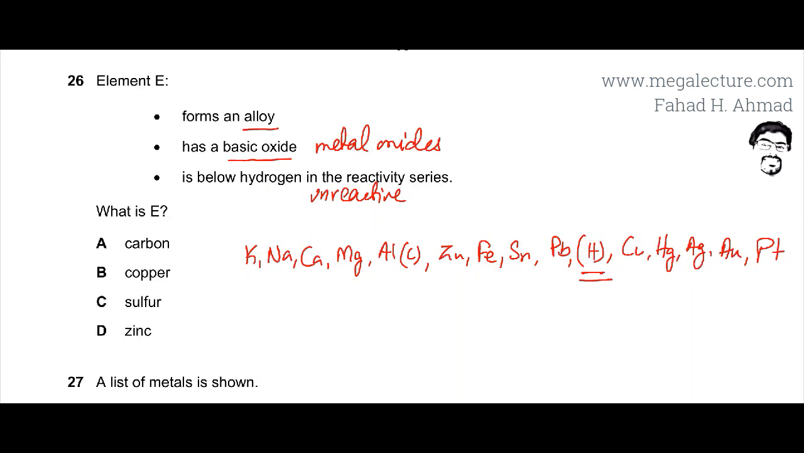So coming back to the question, what is E? We know it's a metal, it's forming alloys, and it's very unreactive somewhere over here. It's not a non-metal, so A and C are automatically removed. You have two metals, one is copper and the other one is zinc. But zinc is pretty high up in the reactivity series. It's over here, hydrogen over here. We need a metal that is less reactive. So it's going to be copper. Copper would be the correct option for this particular question.